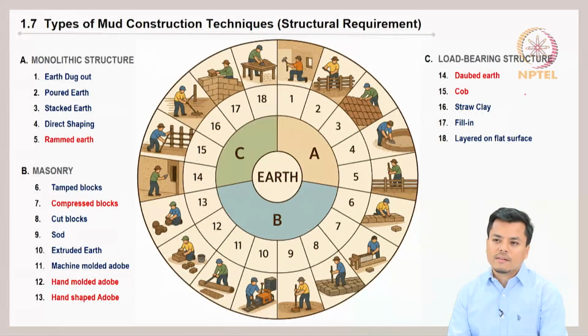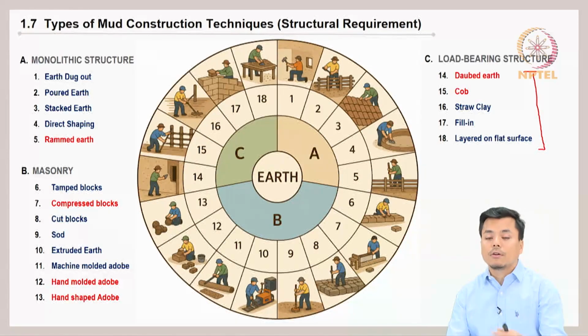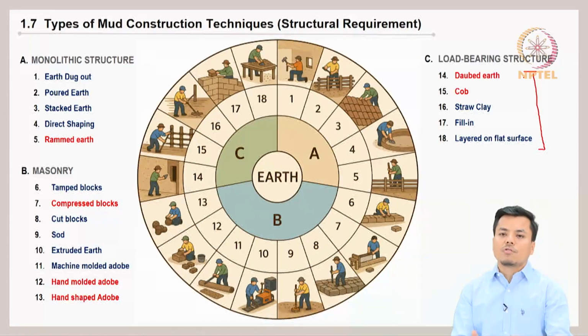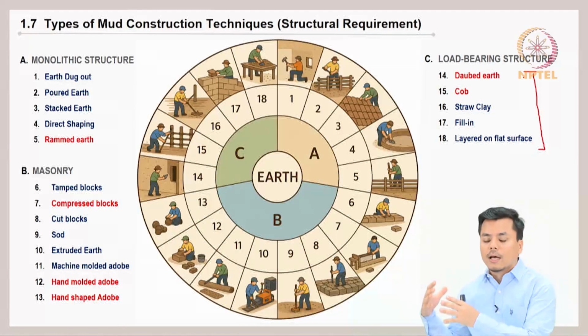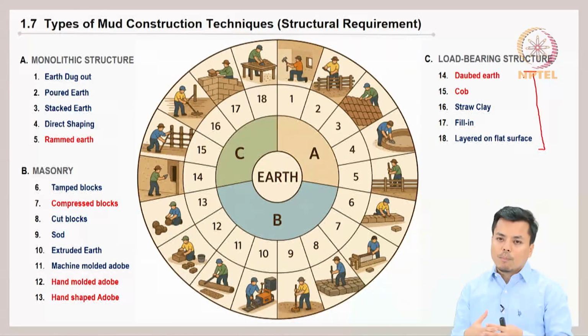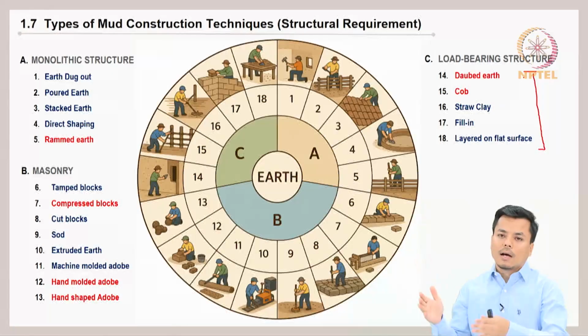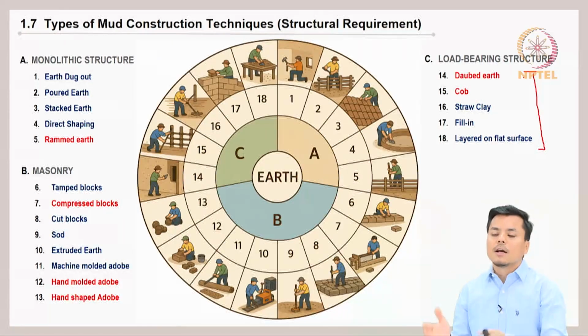And then for load bearing structure, these are the list of construction techniques which are particularly relevant for earth based construction under load bearing structure. So I hope you understand the difference between these three broad categories. Monolithic is something which is constructed at once, and masonry is something which is built block by block, that is you have to create blocks and then they are bonded together and then you get a wall or any structural member. If it is a load bearing, that means the entire structural load is transmitted through that particular member.